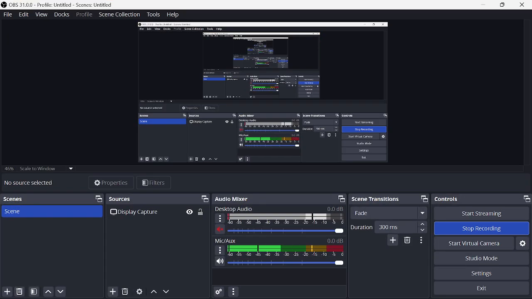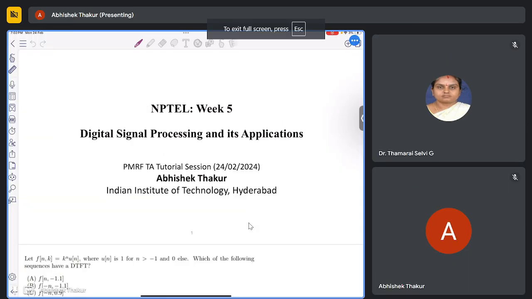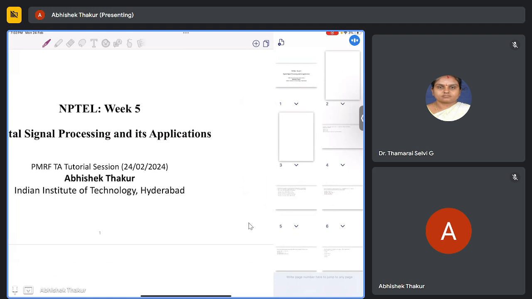We'll wait for a minute and then we'll start. So basically in today's lecture we will see questions related more to the Z transform. Before that, we'll see the concept of the Z transform.